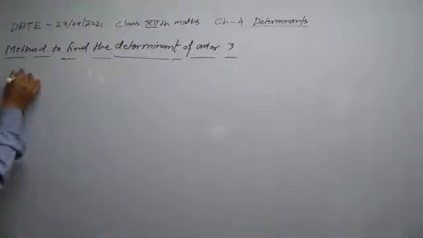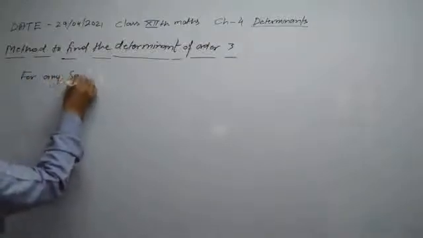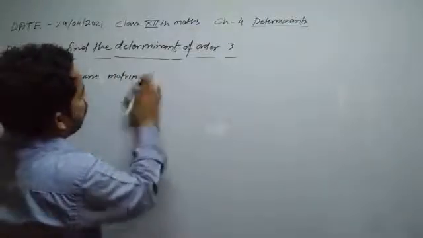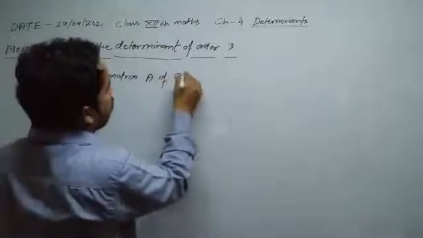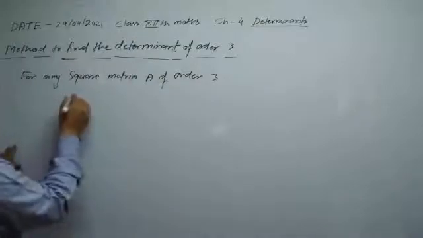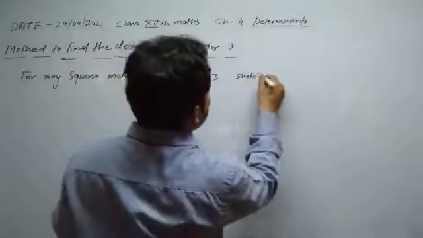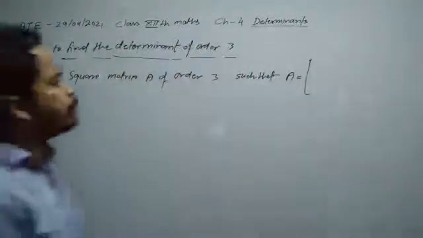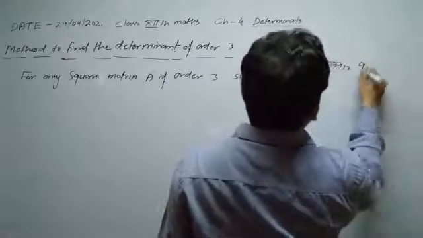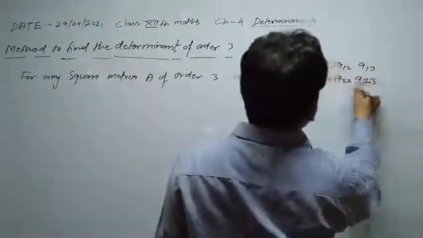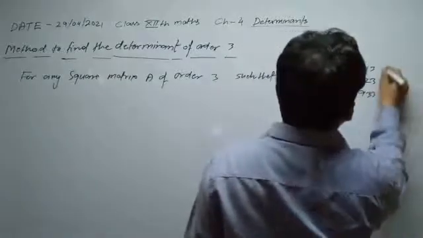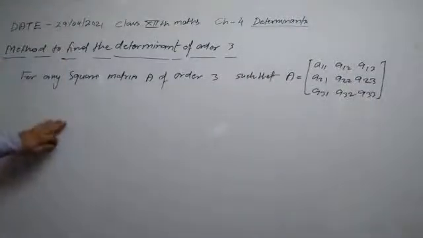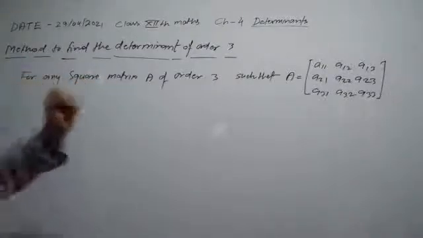So for any matrix A of order 3, such that A is equal to A11, A12, A13, A21, A22, A23, A31, A32, A33. How will you find out the determinants of order 3?